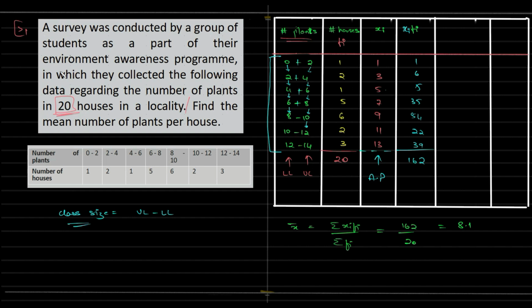So that's a good set of numbers in per house count, 8 plants, not trees. It's a decent number. Mean number of plants is equal to 8.1. And this is your answer.